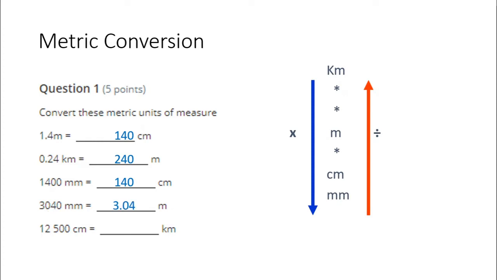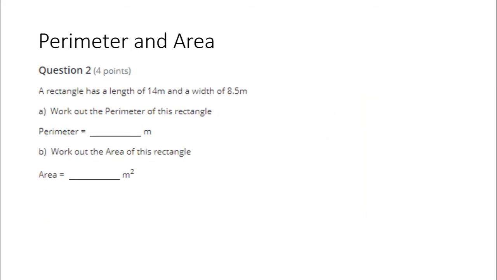And our last one, centimeters to kilometers. That's a lot of steps. Let's count them. 1, 2, 3, 4, 5. 5 steps, or 100,000. That's going to be dividing by 100,000. That is 5 zeros. That's 1, 2, 3, 4, 5 places in front of the 1. That's going to be 0.125 kilometers.